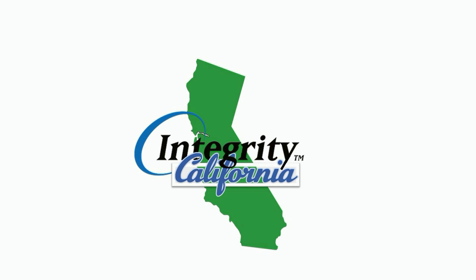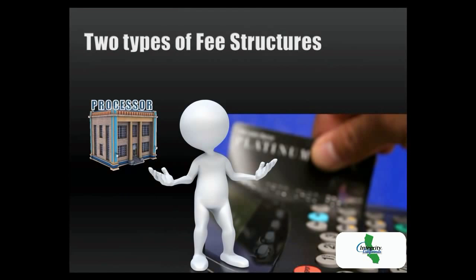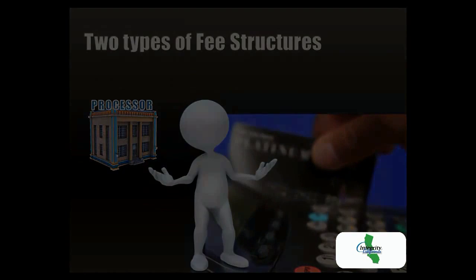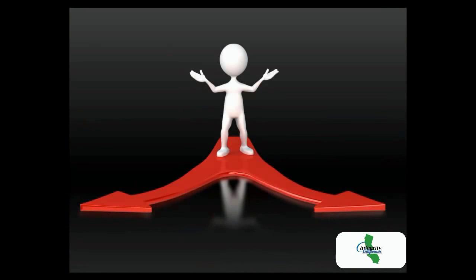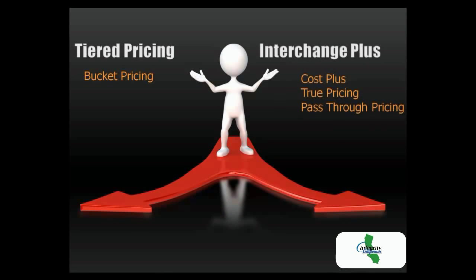So let's break down this third area of processing costs. There basically are only two types of fee structures in the industry: tiered pricing or interchange plus. Tiered pricing is often referred to as bucket pricing. This is the most commonly used pricing structure in the industry. Interchange plus pricing is often referred to as cost plus, true pricing, or pass-through pricing.